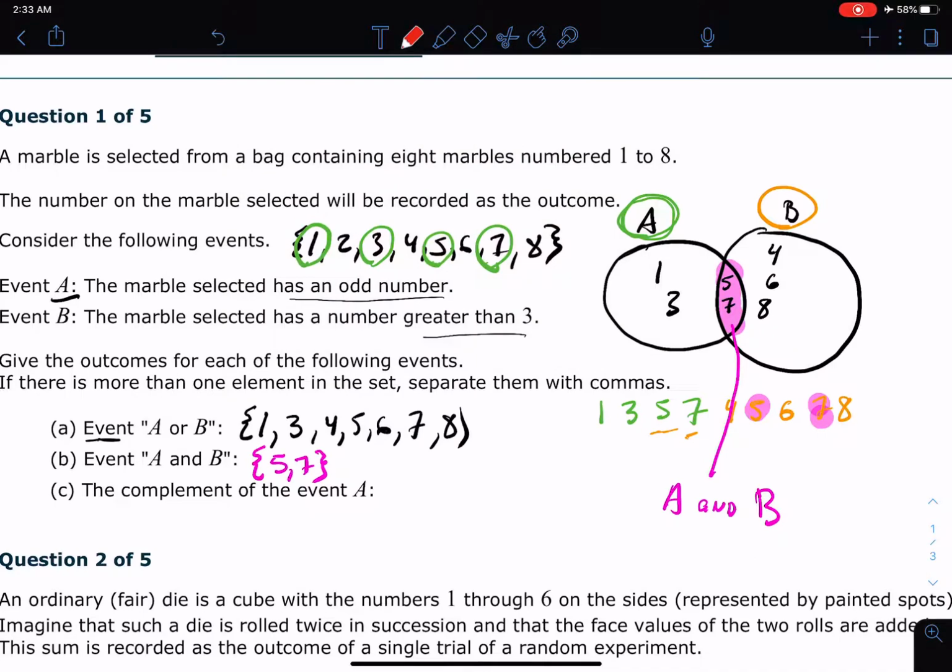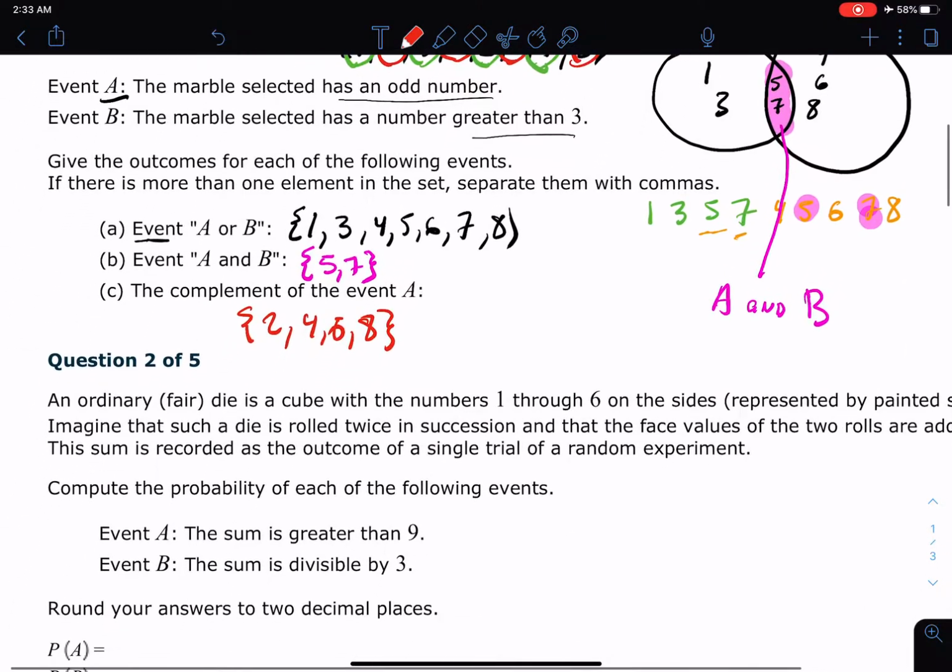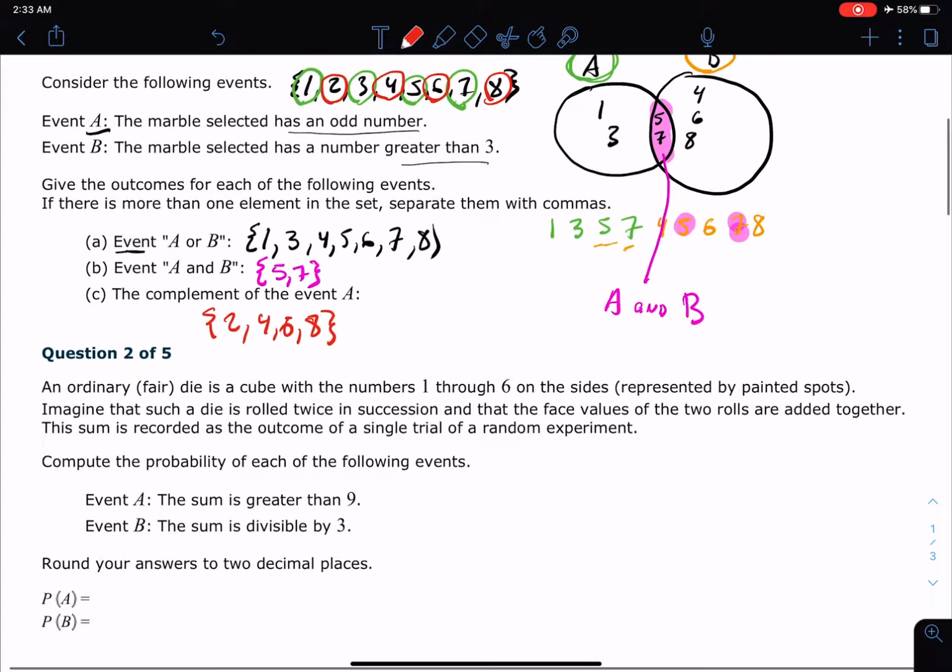We're going to go with red. So not A is going to be the leftover, right? The opposite stuff. So that means the complement of A is just going to be the evens, 2, 4, 6, 8. Probably could have just said evens, huh? That did run through my mind. Anyways, the next question is question number 2.